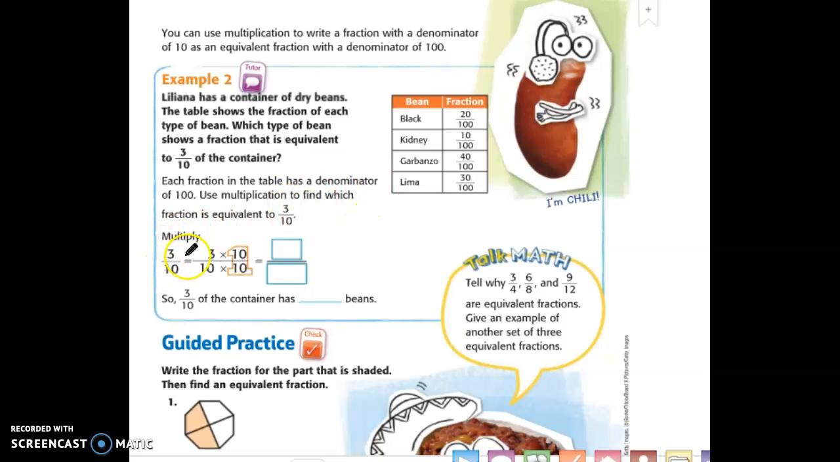Okay, so we've got 3/10 equals 3/10 times, and in order to get 100 as the denominator, that's why we're multiplying by 10/10. 10 times 10 is 100. 3 times 10 would be 30. Sorry for the horrible writing. So 3/10 of the container has, according to this chart, 30/100 lima beans. Oh my goodness, I don't know why this is not writing so well.